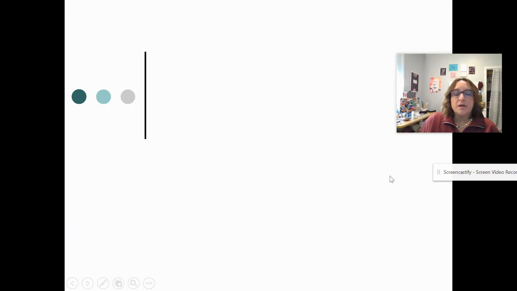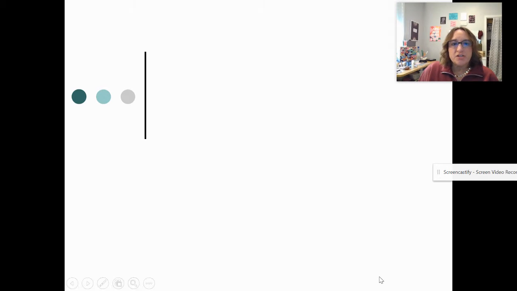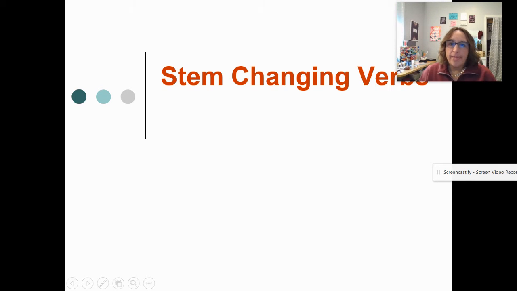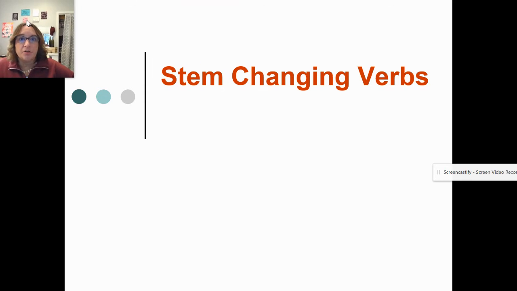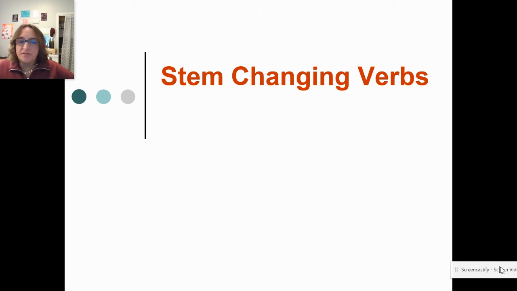Come on, come on, come on. There we go. Okay, so stem changing verbs. In present tense, these are not a difficult thing. There is a bit of memorization involved, but they're not a terribly difficult thing to learn. When we get into preterite tense, kids start getting freaked out, but I think that we've got enough tricks to simplify it that everybody does okay.